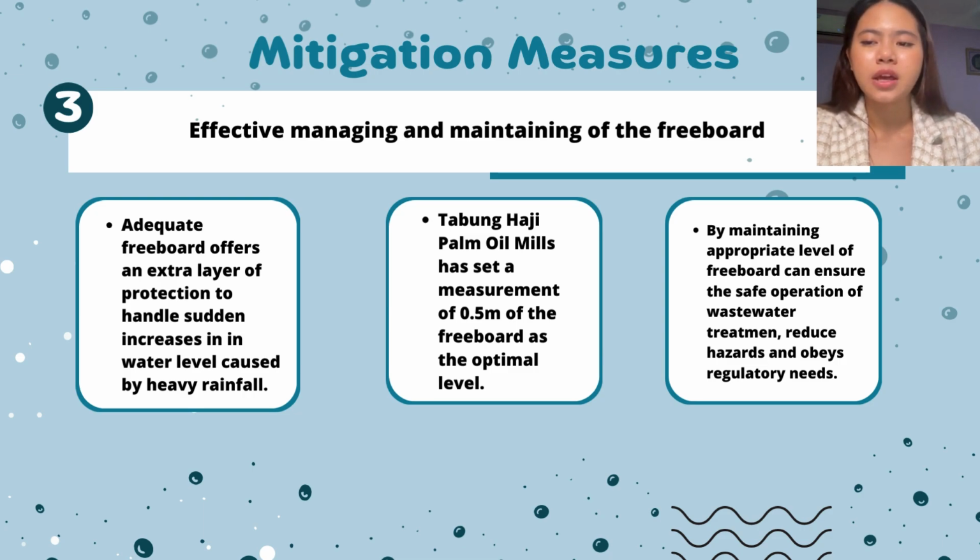Freeboard control requires a careful balance between optimizing treatment capacity and maintaining safe operation. Thus, Tabung Haji Palm Oil Mills has set a measurement of 0.5 meter of freeboard as the optimal level. It also needs to be controlled depending on the environmental situation. By maintaining an appropriate level of freeboard, palm oil mills can ensure the secure and effective operation of the wastewater treatment facilities, reduce environmental hazards, and adhere to regulatory requirements.